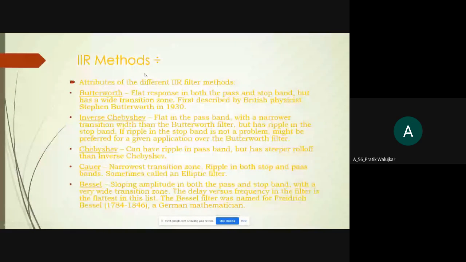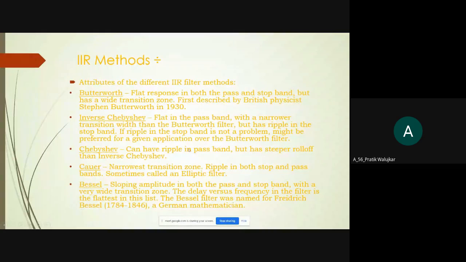And these are IIR filter methods. Attributes of the different IIR filter methods. First, Butterworth: flat response in both the pass and stop band, but has a wide transition zone. First described by British physicist Stephen Butterworth in 1930. Second, inverse Chebyshev: flat in the passband with a narrower transition width than the Butterworth filter, but has a ripple in the stop band. If ripple in the stop band is not a problem, it might be preferred for a given application over the Butterworth filter.